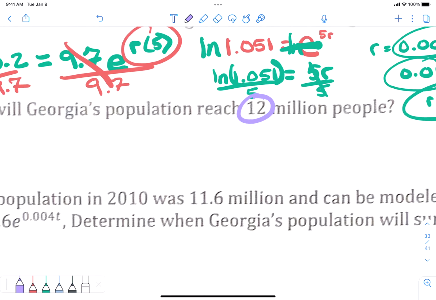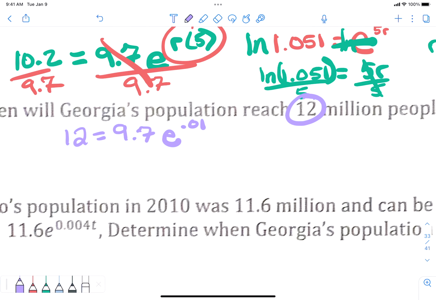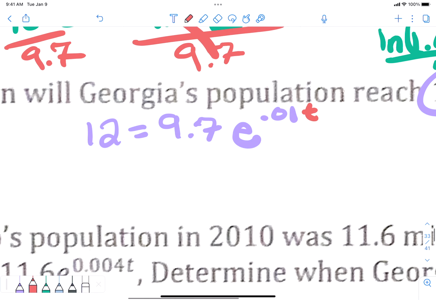The end. That's the after amount. So 12 equals, what are we starting with? Still 9.7? Still 9.7. E to the, we know our interest rate is 0.01, so I'm going to put my interest rate in there. But now we don't know T. So T is going to go up there in that top. Okay, and now we're going to solve this just the same as what we did before.